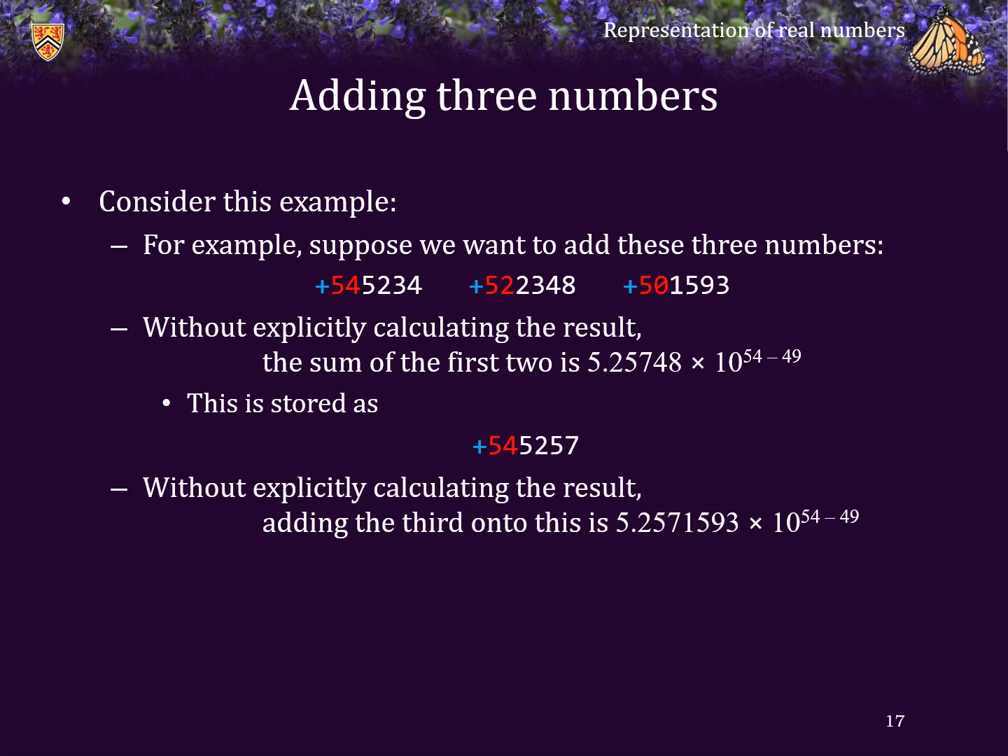Now, the next step is to add this calculation onto the third value. Again, without explicitly performing the calculation, I will just state that this results in 5.2571593, and you should be able to deduce that that is indeed the correct sum. And this is again still multiplied by 10 to the 54 minus 49.